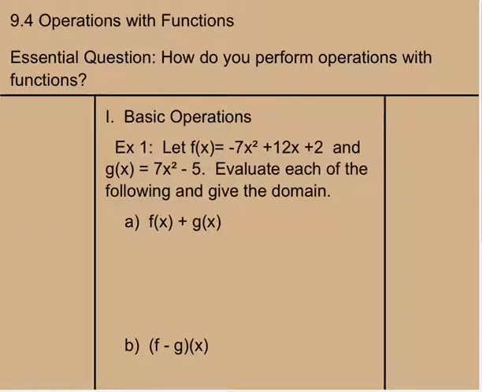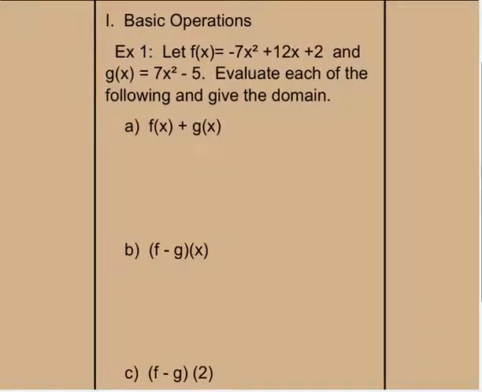All right, so we have two functions, f of x and g of x. We're going to first add them together, and we'll talk about the domain as well. So to add the functions, you just combine like terms. So when we combine these two functions, our negative 7x squared and positive 7x squared will cancel, leaving us with 12x that does not have any like terms, and then 2 minus 5 gives us a negative 3.